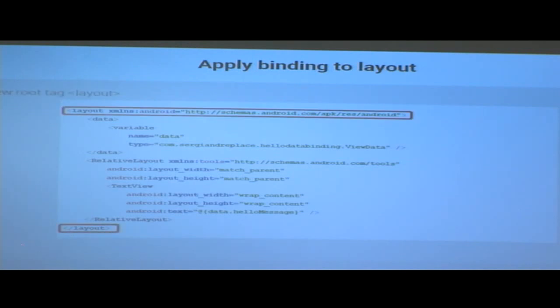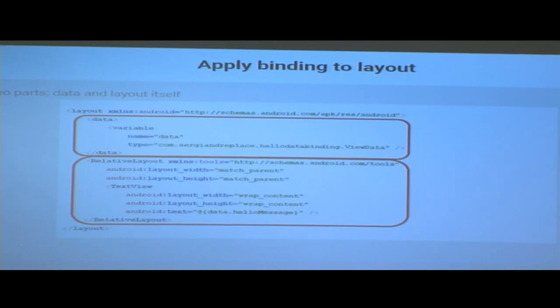This is a problem because it means that if I've made a layout to be used with data binding, I cannot use it without data binding, because the normal inflater would say, I don't like this. I don't know if they will fix it or not, but do not mix things. So we have this root tag layout, and then we have two parts, a data tag and the layout itself. In this relative layout there is only one change that I will explain later, but basically it's the same as we had before.